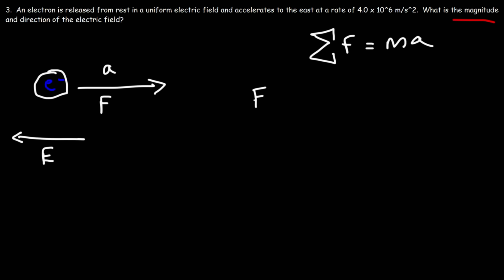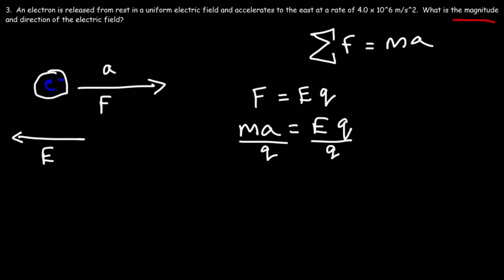So from the last problem, we saw that the electric force is equal to the electric field times the charge. And using Newton's second law, we can replace the force with the mass times the acceleration. So now we can calculate the electric field if we divide both sides by Q. So for this problem, the magnitude of the electric field is going to be the mass times the acceleration, which is the force, divided by the charge.